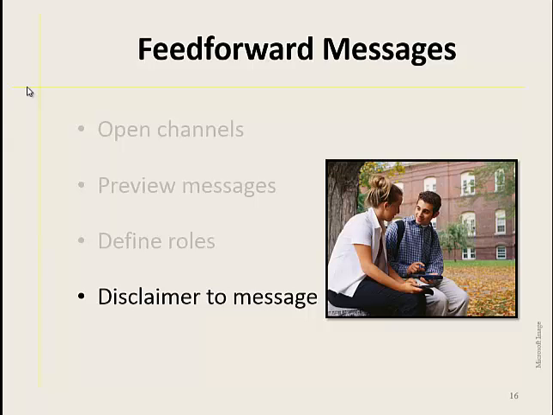Disclaimer to message. It really, again, sets the stage. The disclaimer means that it's a preview of what's about to happen. I am going to talk to you about your grade after class. So now you can start to think, okay, I can prepare myself for that message. Good interactions and conversations always use feed forward. Preview your message before you go.